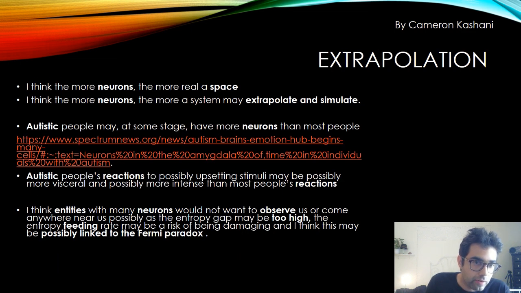I think the more neurons there are, the more real the space is. I think the more neurons there are, the more a system may extrapolate and simulate. From the article, it seems that autistic people may at some stage have more neurons than most people. And I think autistic persons' reactions to possibly upsetting stimuli may appear to be possibly more visceral and more intense than most people's reactions. I think entities with many neurons would not necessarily want to observe us or come too close to us, as the entropy gap between us may be too high. I think this may be possibly linked to the Fermi paradox.